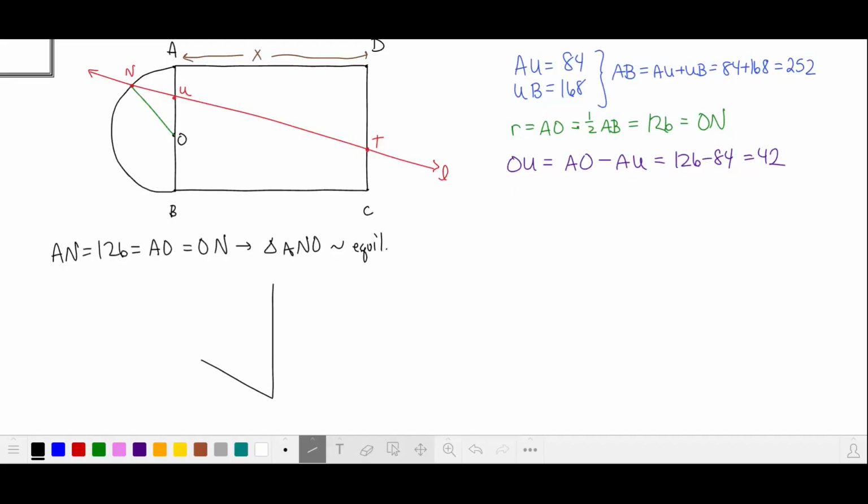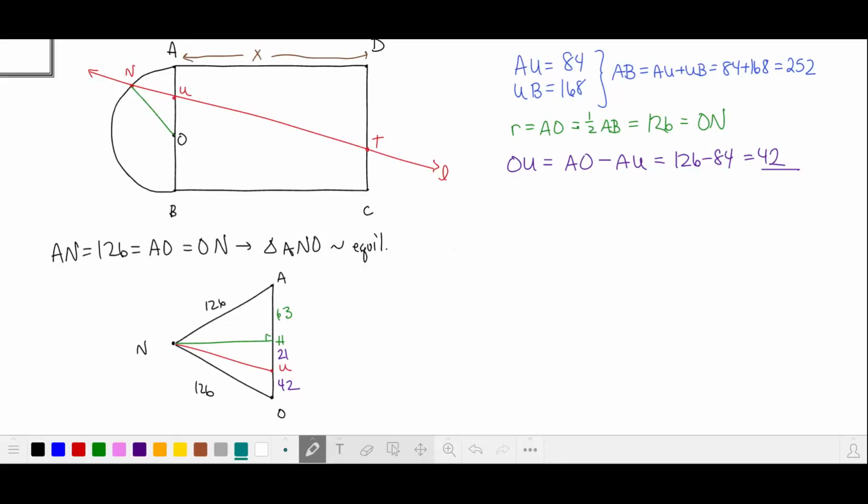Let me redraw this triangle a little more accurately. And I'm going to draw an altitude from N to side AO. This means the distance from A to H is 63. We have U somewhere in here. This is 42 from up here. So the distance from H to U is 21. We want to find the area of this shape up here, NAU.